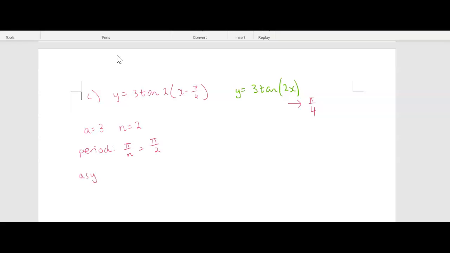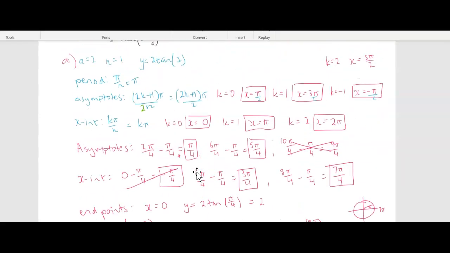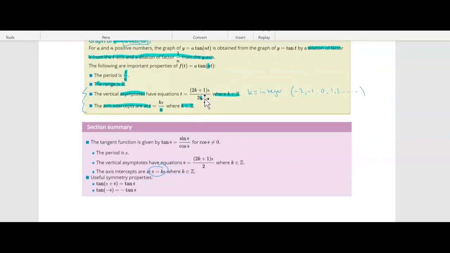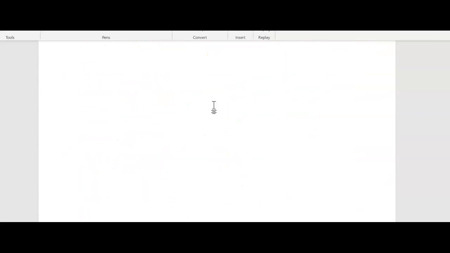Now your asymptotes, let's see if I can remember the formula. 2k plus 1 pi over 2n. I think I might just have to double check that. And the x-intercepts are at k pi over n. Let's check if I've got those two correct. I'm going to look at the green box. 2k plus 1 pi over 2n, yes, and k pi on n. Awesome.